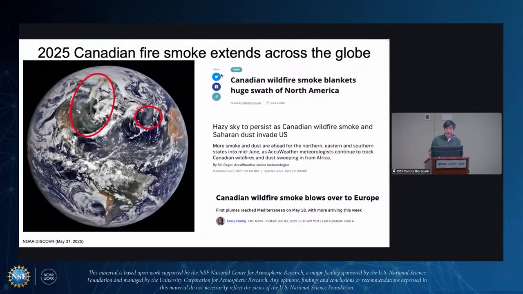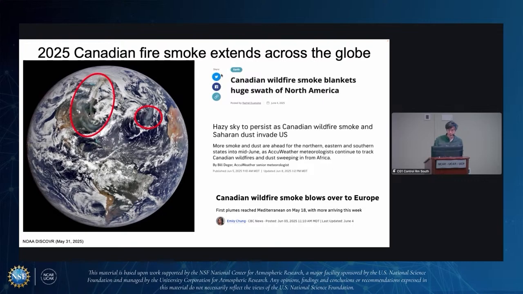So here, I just want to start with an example, starting on the small scale and moving on to the larger scale. On the left, I'm showing a global satellite image from the NOAA Discover satellite on May 31st, just a couple weeks ago. And circled in red, I'm showing Canadian wildfire smoke over large regions of North America and over the Atlantic Ocean. A few days after this image was taken, news articles were published highlighting how this smoke has been advected from Canada across these regions, nearly globally.